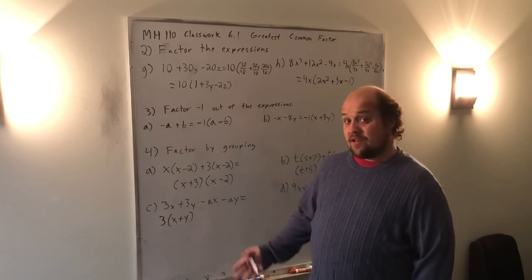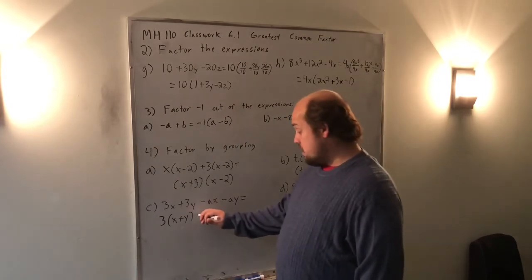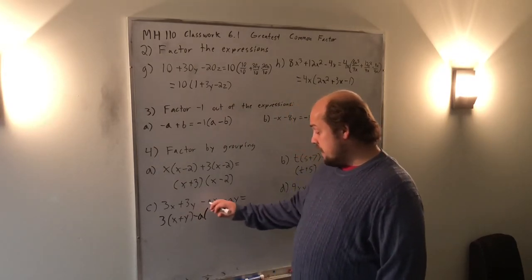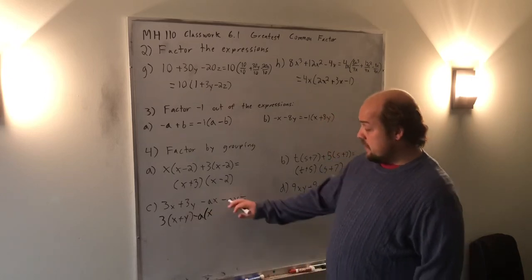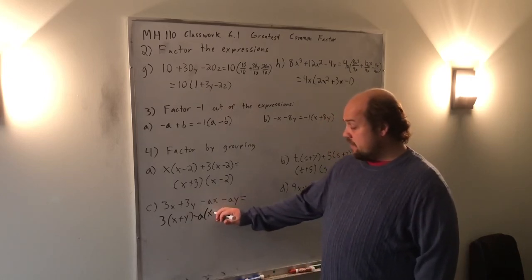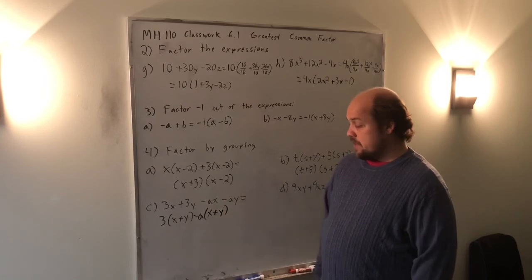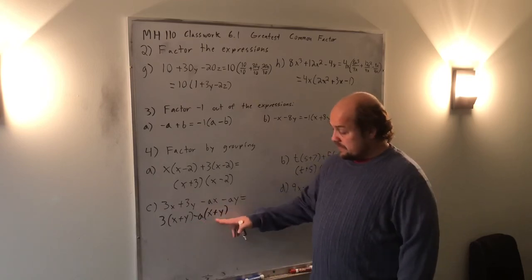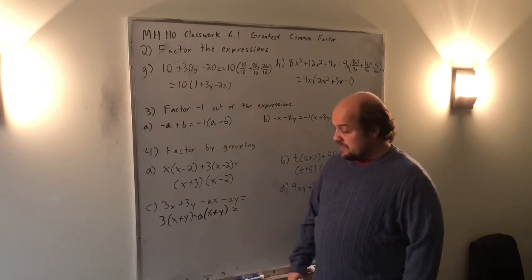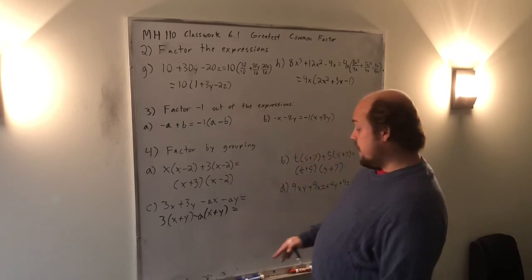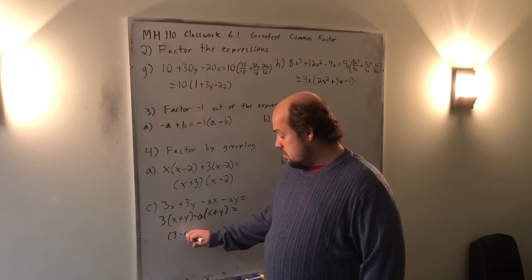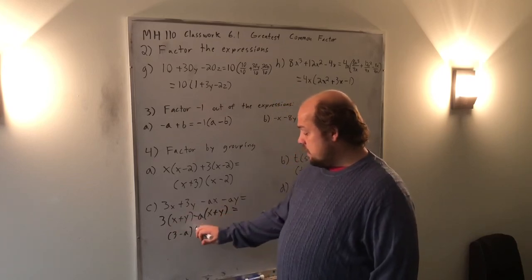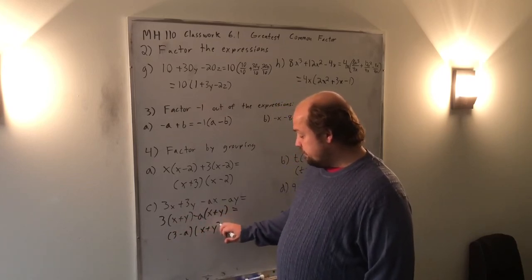So the better thing to do is to take out a negative a. If I take out a negative a, x divided by negative a leaves me with positive x. Negative ay divided by negative a leaves me with positive y. I now have the same second parentheses, which means I can apply what I did above and just say outside I have 3 minus a. Inside repeated is x plus y.